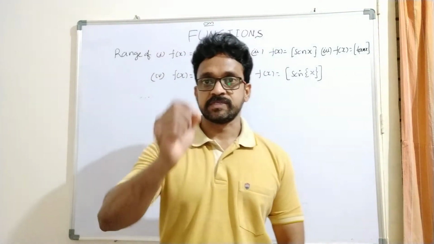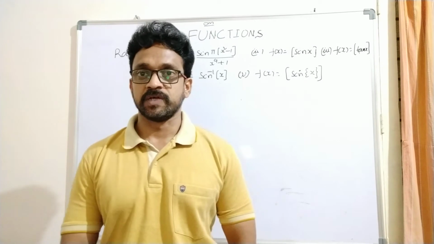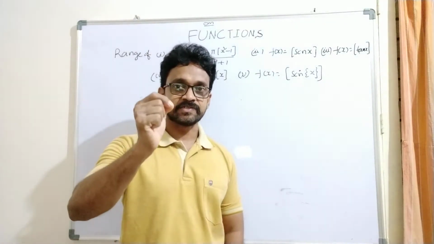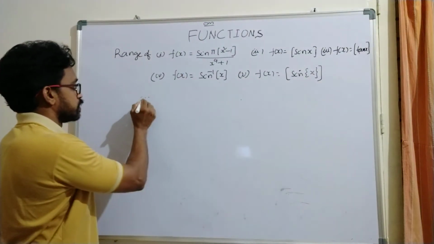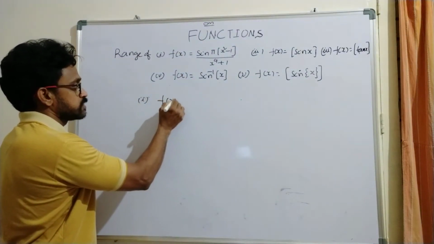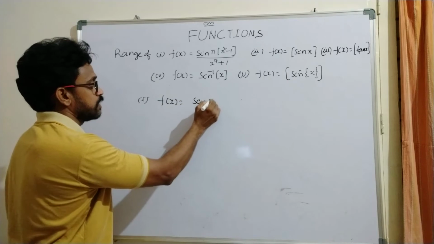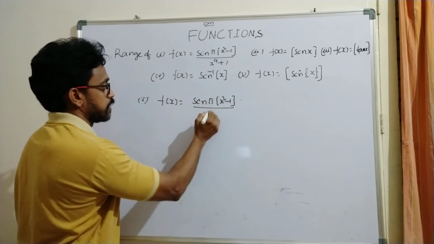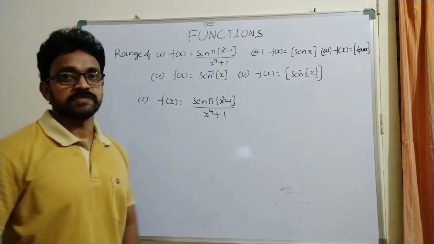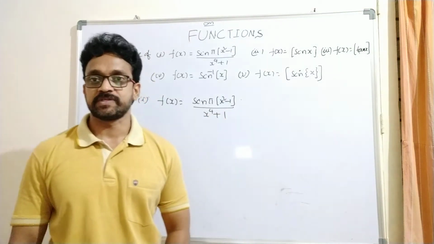Today we will discuss some important models on range of a function using greatest integer function. So here, the first one we observe: f of x is equal to sin(pi [x squared minus 1]) divided by x power 4 plus 1. What about the range of this function?